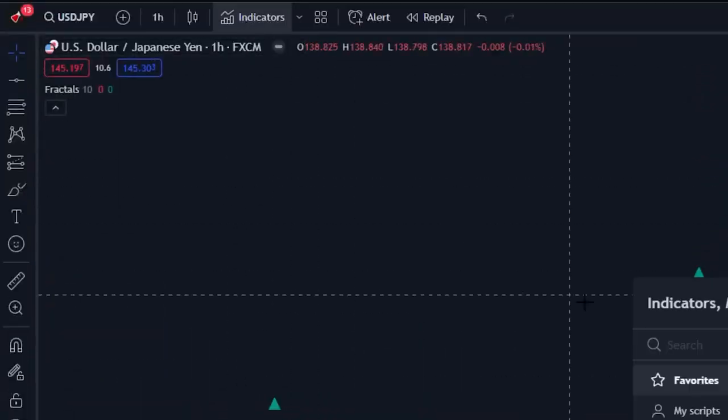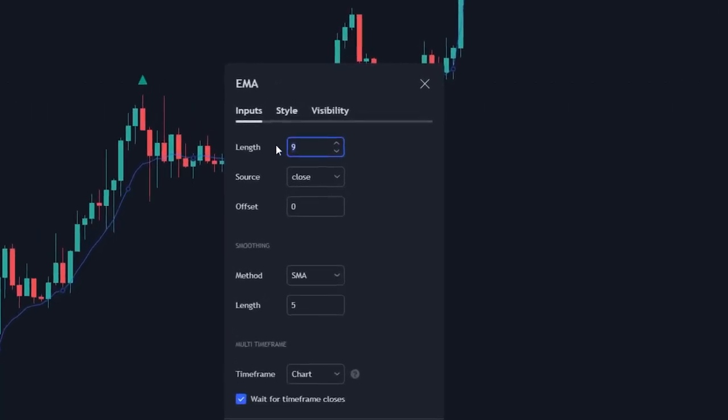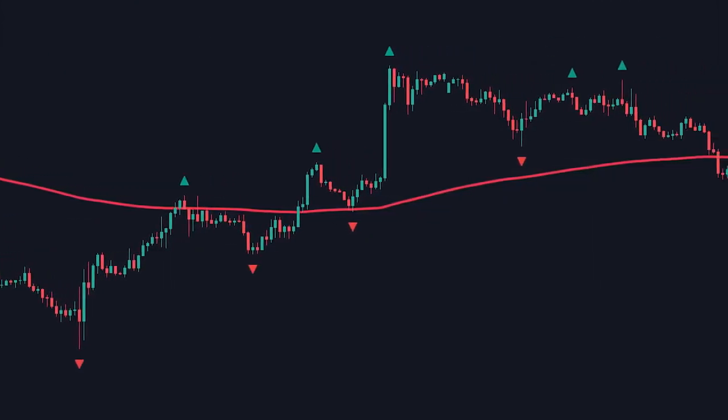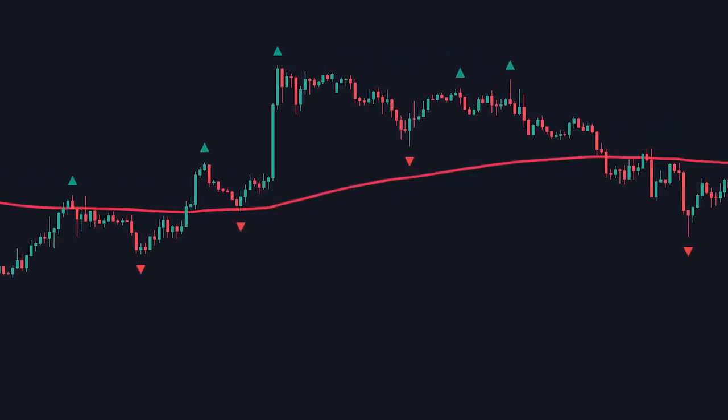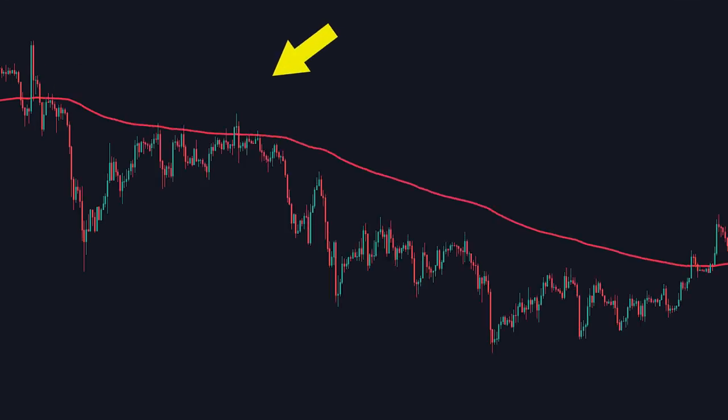To do this, go to your indicators tab and type in EMA. Go to the settings of the indicator and change the length to 200. A 200 EMA on a larger time frame is going to act as a very strong support and resistance. For example, in this uptrend, you can see price use this EMA as a support and bounced off it many times. Then in this downtrend, you can see price use the EMA as a resistance and again bounced off it many times. You see where I'm going with this?